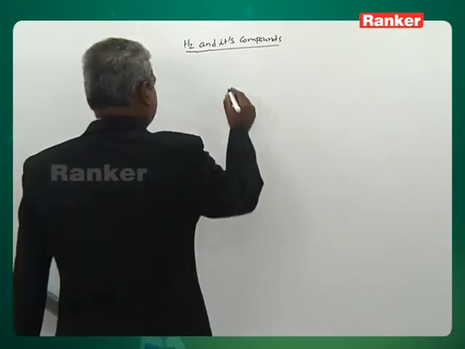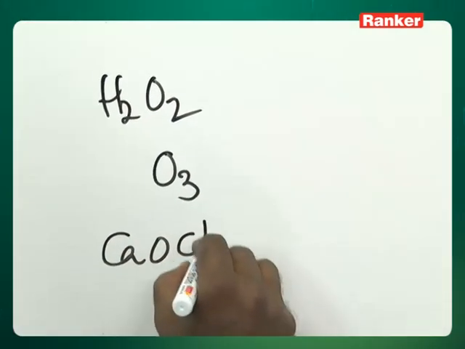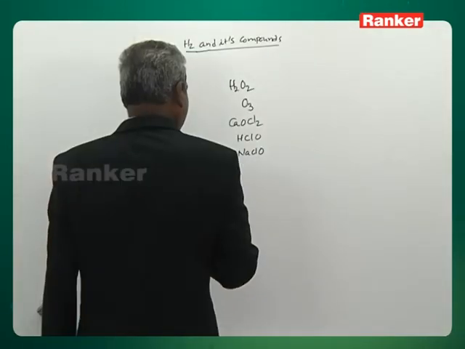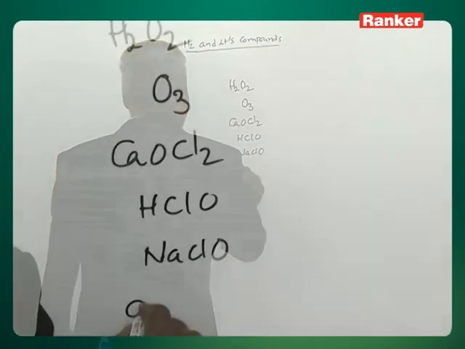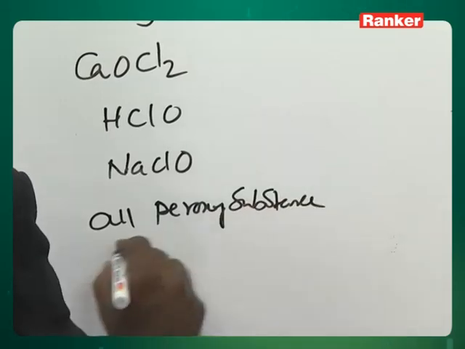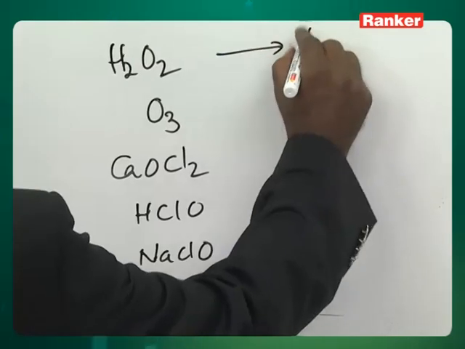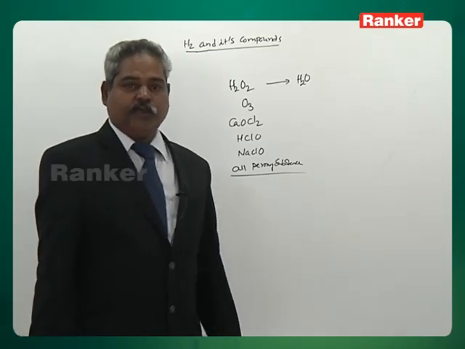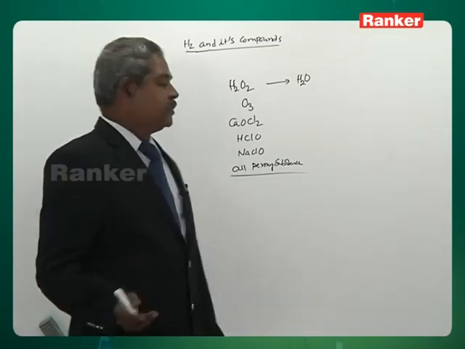So there are a host of substances: H2O2, O3, CaOCl2, bleaching powder, HClO, NaClO, like that. All peroxy substances. H2O2 wants to become H2O. Why? Because H2O is very stable, because the OH bond is very, very strong, you can't break that easily.